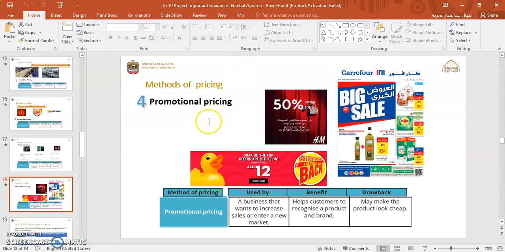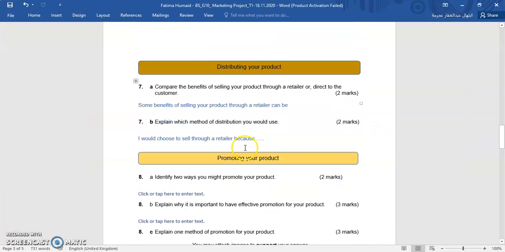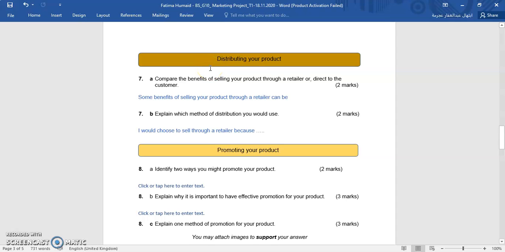Another method of pricing is promotional pricing. It is used by a business that wants to increase sales or enter a new market. One of the benefits, it helps customers to recognize a product and brand. A drawback may make the product look cheap. So, students are going to choose the suitable pricing strategy for their product. After that, they should talk about or write about distributing their product.